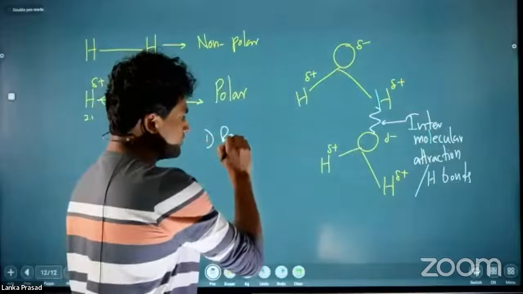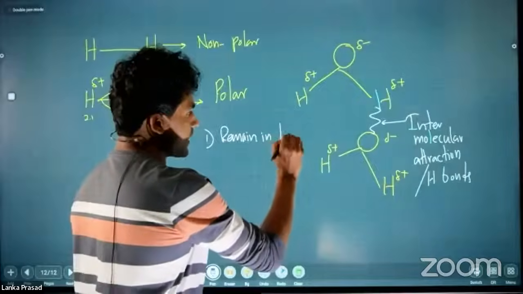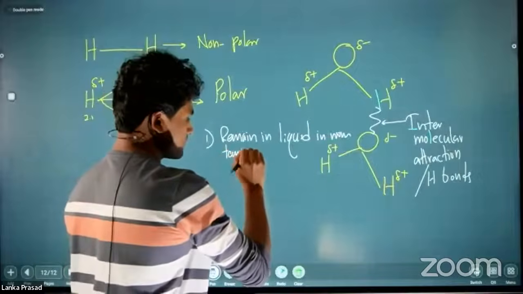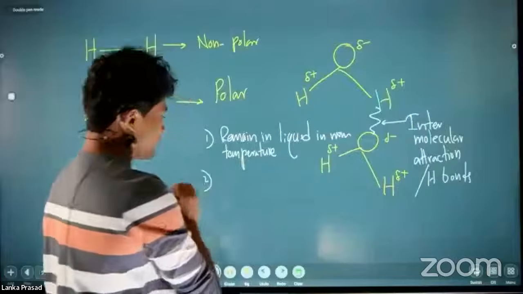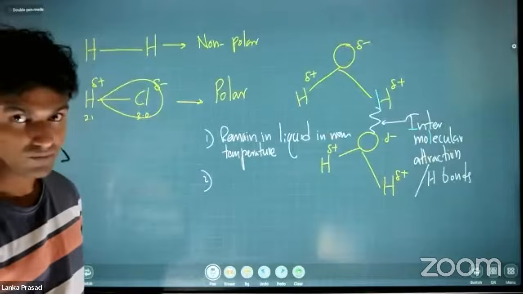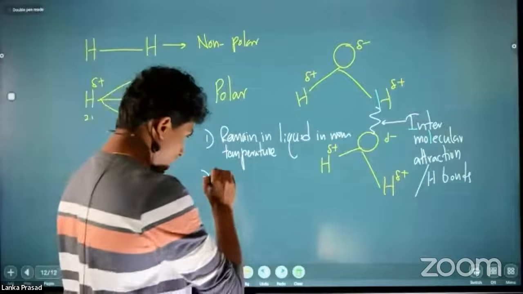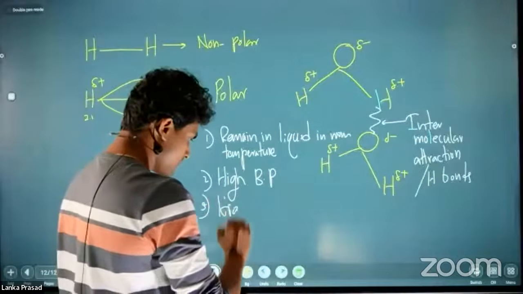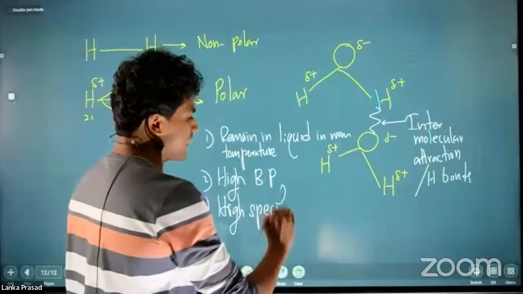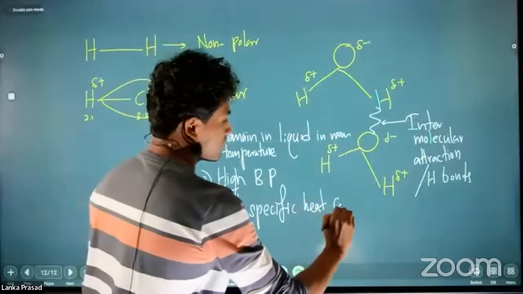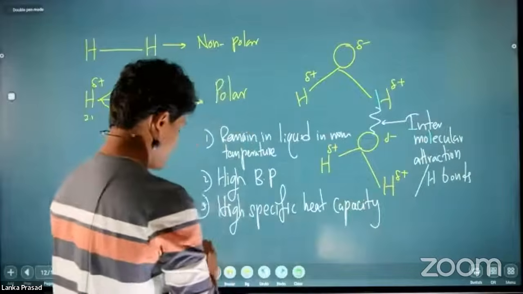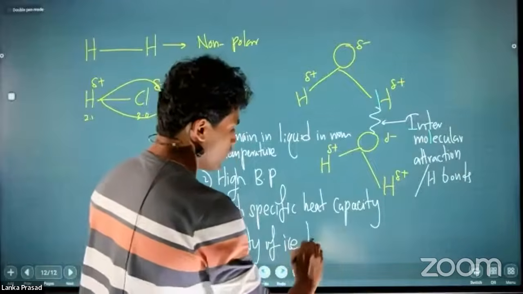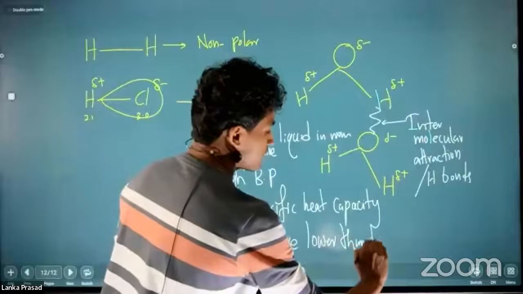One, it remains in the liquid state at room temperature. The other one is high boiling point. Another one, high specific heat capacity. The other one is that the density of ice is lower than the density of water.